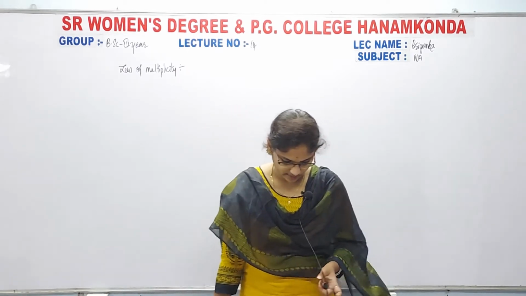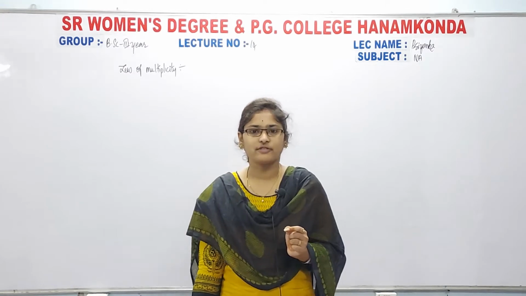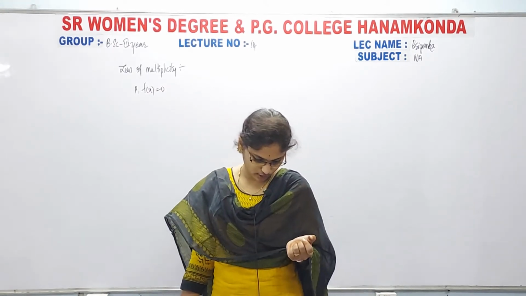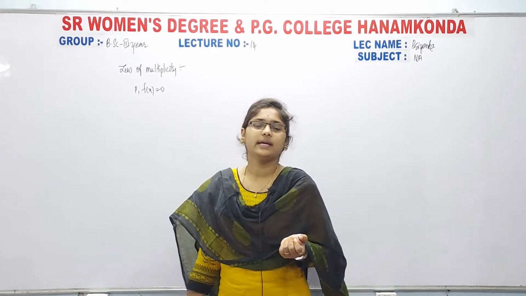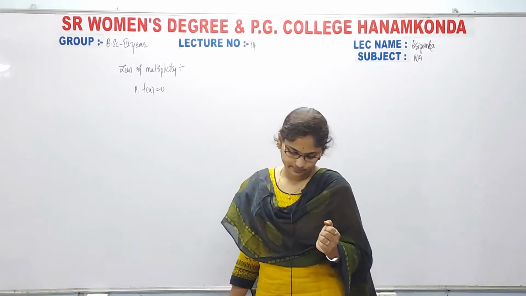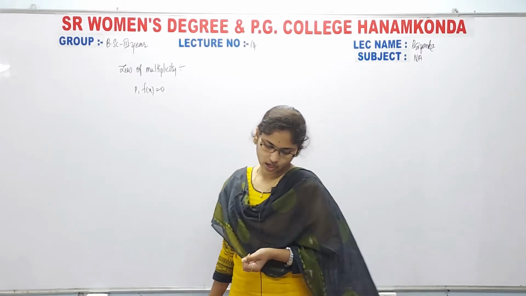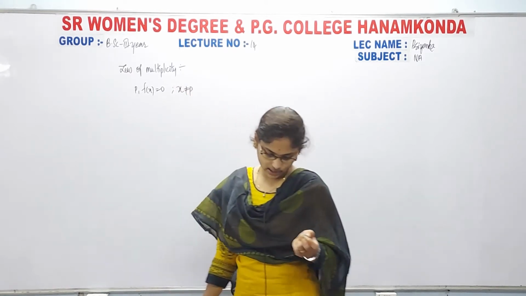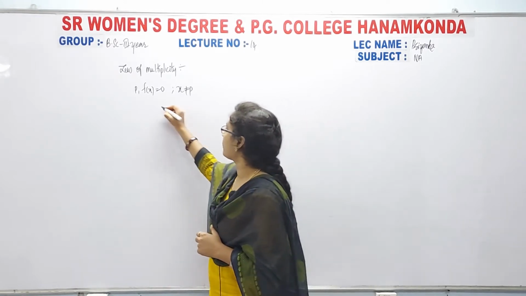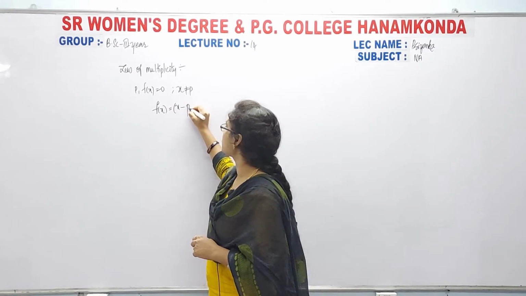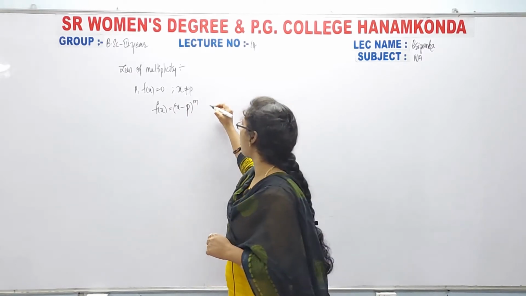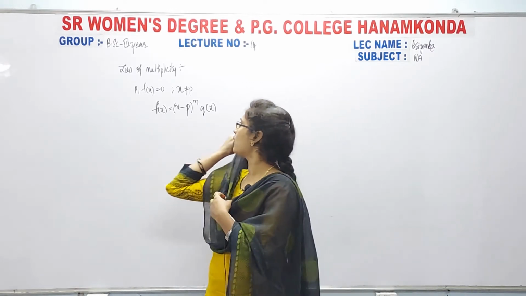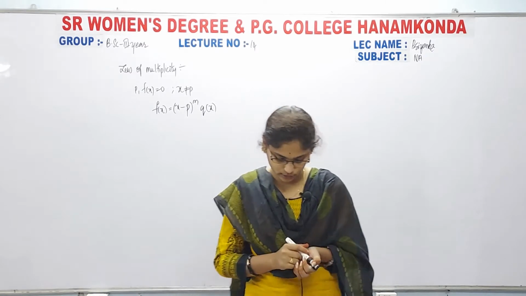Zero of multiplicity means, write down, ma, a solution p of f of x equal to 0 is a zero of multiplicity m of f if for x not equal to p, we can write f of x is equal to (x minus p) whole to the power of m into q of x, where limit of q of x as x tends to p is not equal to 0.